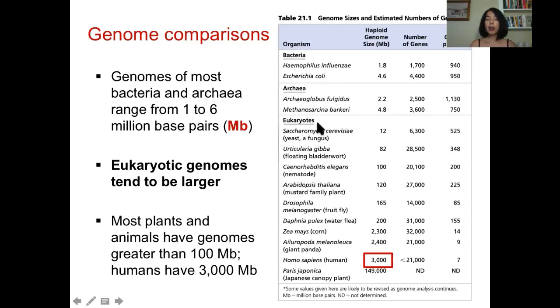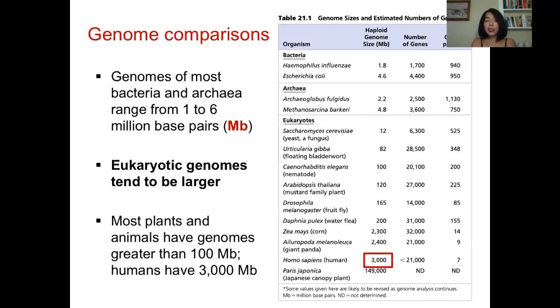And eukaryotes are all of these species that have a true nucleus, and they start to have larger genomes compared to prokaryotes. So in eukaryotes, we have a very wide range of genome sizes. And let's find our results. We are right here with 3,000 million base pairs. A megabase pair is equal to 1 million base pairs. So this is 3,000 million base pairs.